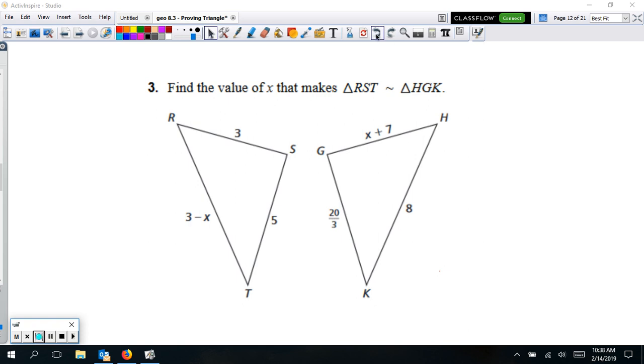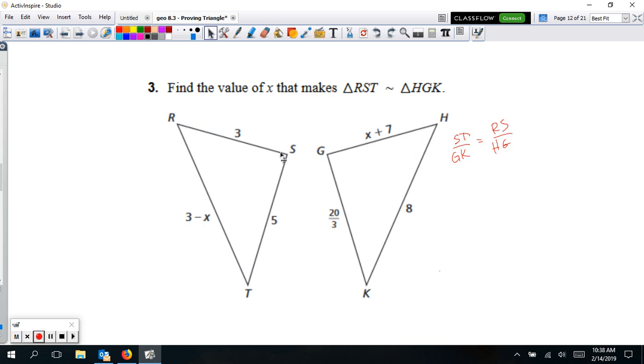So first you want to figure out what proportion you're going to set up. So you need to look at corresponding sides. So we're doing ST over GK. This one over this one, those are corresponding to each other. We could see that up here. ST, GK from these are corresponding. And then the RS and the HG, that's these two up here.